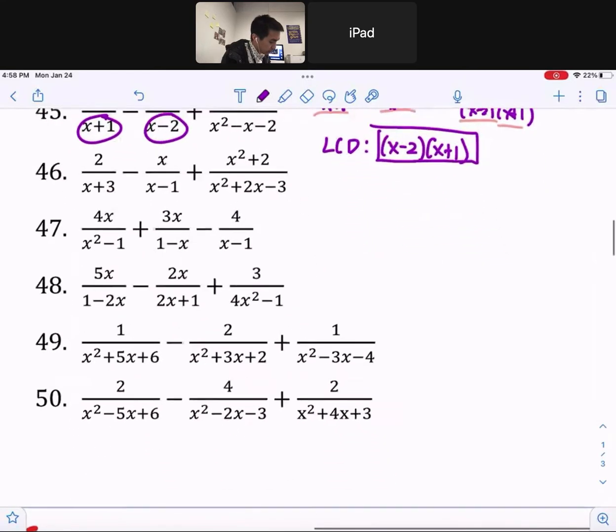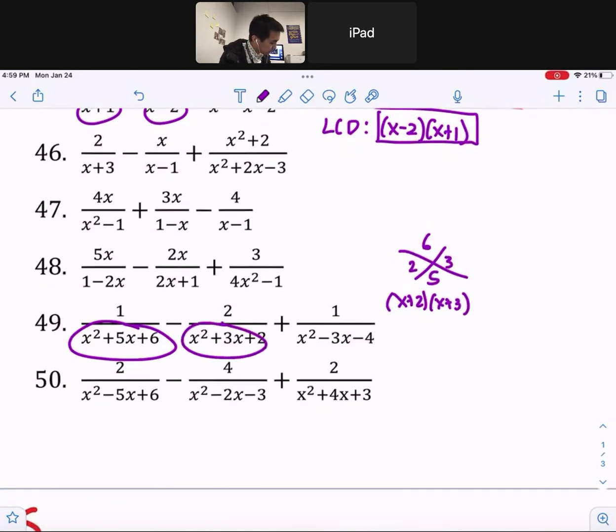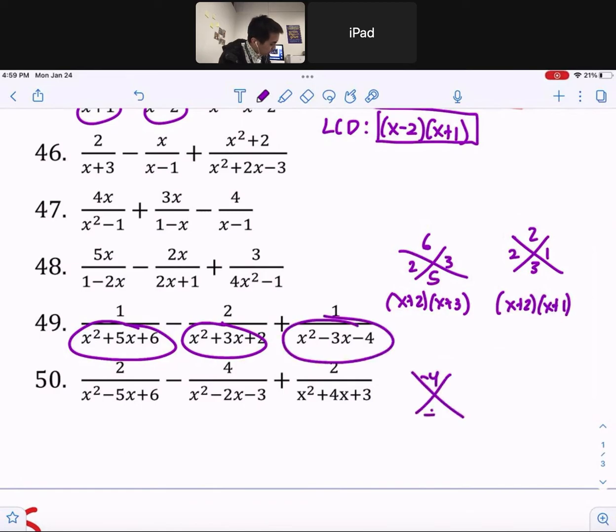And then one like 49. Just a bunch of factoring. x plus 2 times x plus 3. This one right here, 2 and 3, and 2 and 1, x plus 2 times x plus 1. And this one right here, negative 4 and negative 3, negative 4 and 1. So that one's going to be x minus 4 and x plus 1.